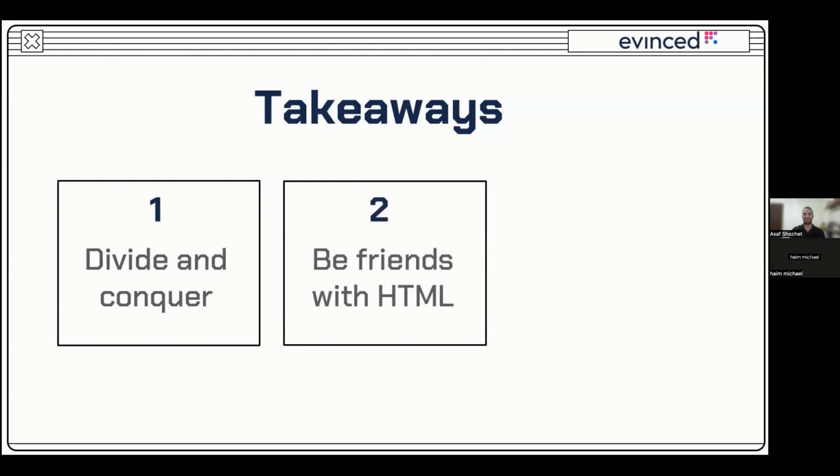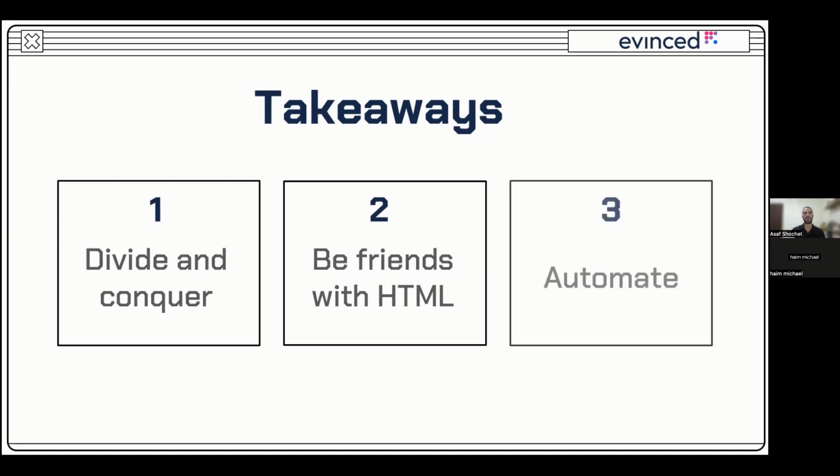Second, be friends with HTML. Use the correct HTML tag. If you can take only one thing from this talk, use the button tag. Don't take a div and force it into something else. And third, automate. Automate whatever you can. Automate the CI pipeline, automate the functional tests, and automate the accessibility testing.